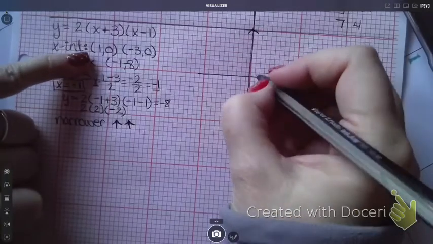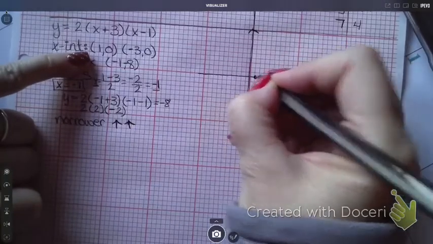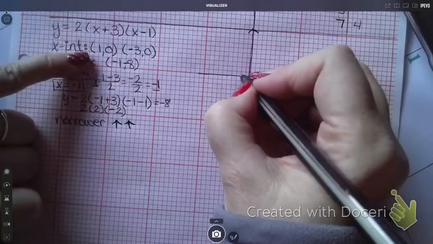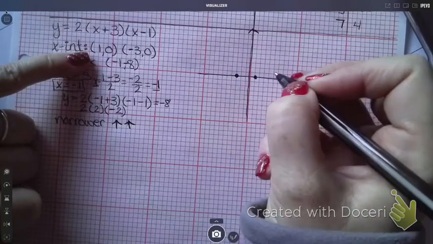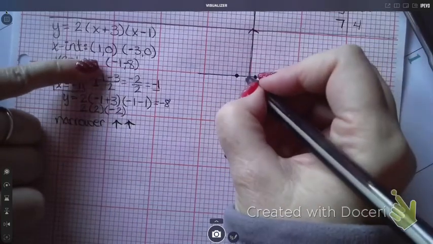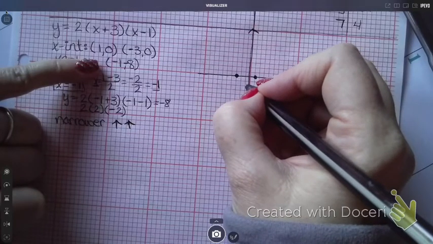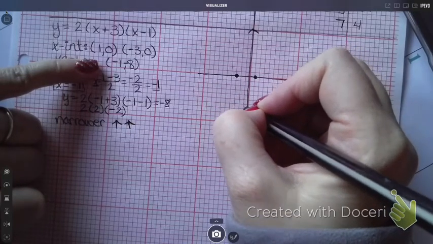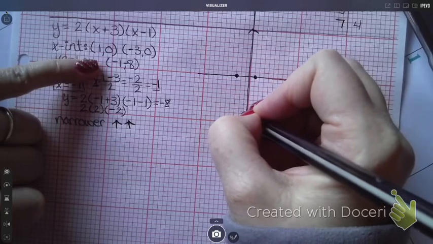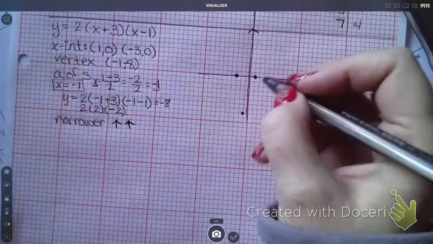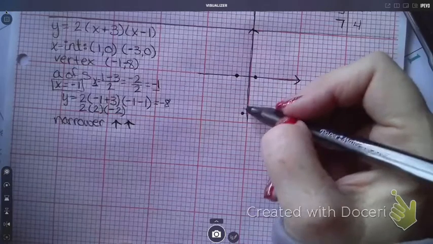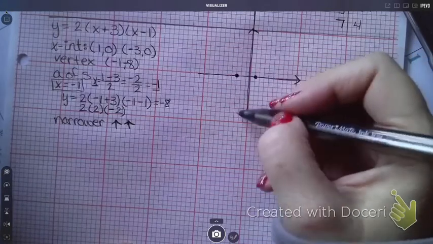Okay, so we have 1, 0 and negative 3, 0. And the axis of symmetry better be right in between them, and is it? Yep. Now, do you see how far apart these points are? You see that?